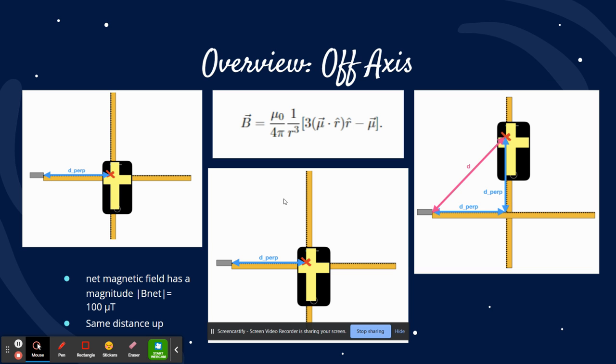For off axis, we put the phone in the x direction where there was a net magnetic field of 100 microteslas, and then we brought the phone up the same distance in the y direction and collected the magnetic fields in each component to get the off-axis magnetic field.